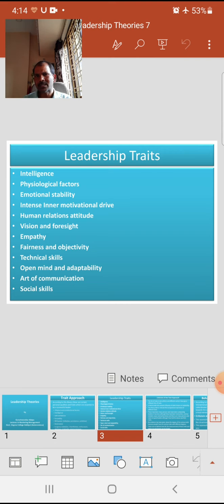And social skills is another trait. Social skills play a very important part in successful leadership. A leader should know the plus and minus points of his subordinates. He should have the ability to work with his people in such a way that he wins their confidence and loyalty. A successful leader is one with whom people cooperate willingly and not under any pressure.